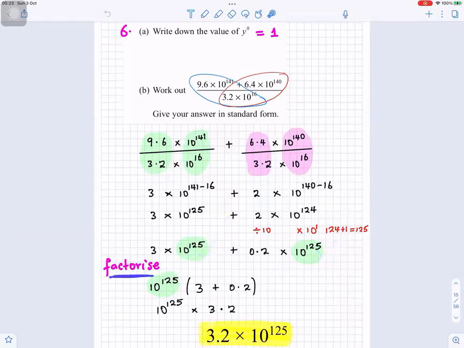So you can factorize. 125 can come out of the bracket. You're left with 3 plus 0.2. 3 plus 0.2 is 3.2. And you can swap their position and put 3.2 in front. So you have 3.2 times 10 to the 125.